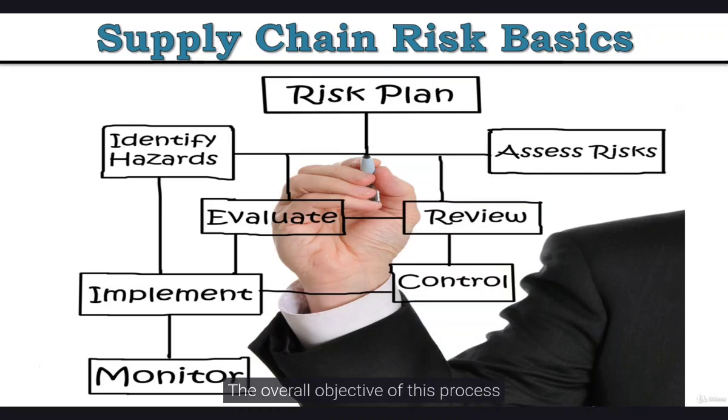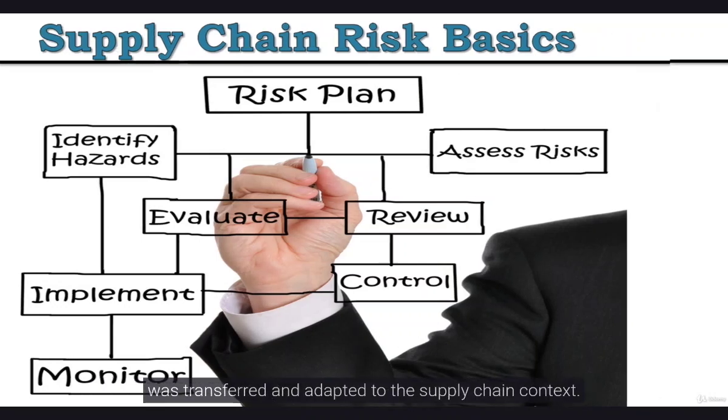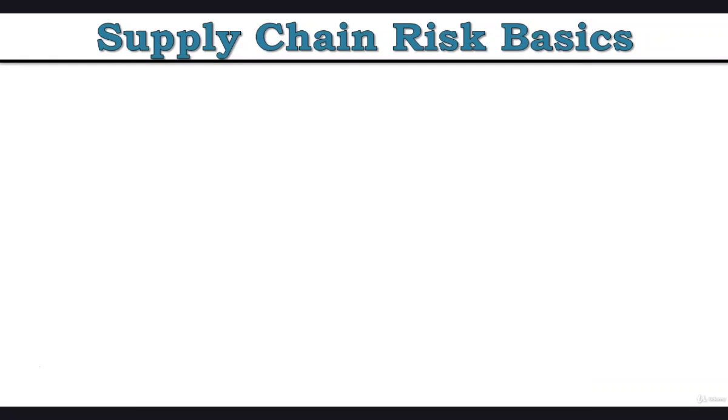The overall objective of this process is to determine, implement, and monitor an optimal mix of measures to avoid, defer, reduce, or transfer all relevant risks. The determined mix is considered to be optimal if the remaining amount of risk is in line with the firm's risk preference and corporate strategy. This generic risk management process was transferred and adapted to the supply chain context.